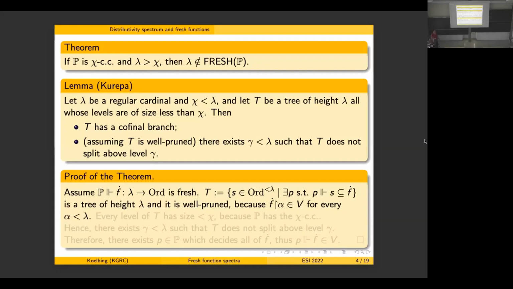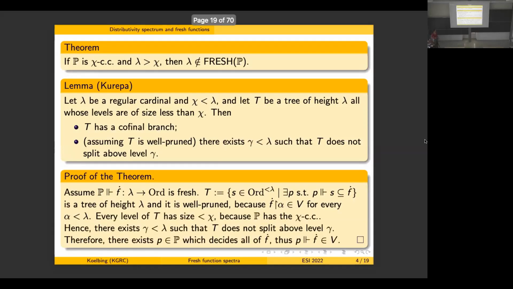And so every initial segment of the function is in the ground model, so we can decide it by some condition. So we can decide arbitrarily long initial segments of the function. And the tree has levels of size less than κ because the forcing has the κ-c.c. This directly translates into small levels.